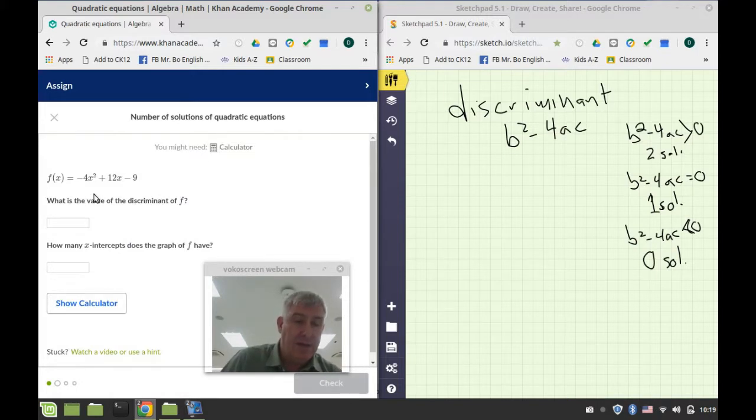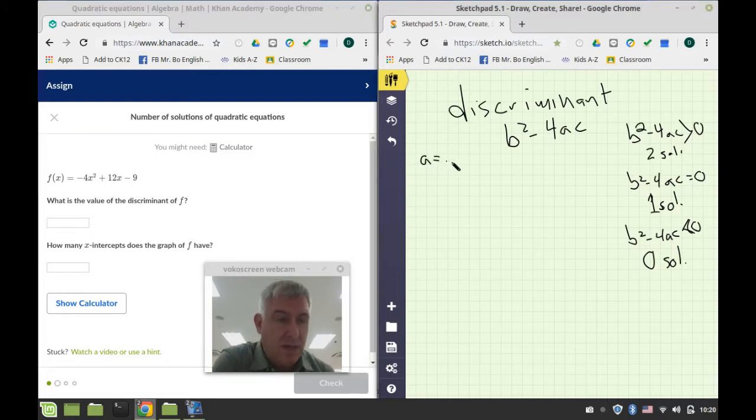Okay, so here we have two questions. What is the value of the discriminant of f? And then how many x-intercepts does the graph of f have? So what is the value of the discriminant of f? We need to do the same thing we did before, put it in standard form, find a, b, and c. This is already nicely in standard form. So a is equal to negative 4, and b is equal to 12, and c is equal to negative 9.